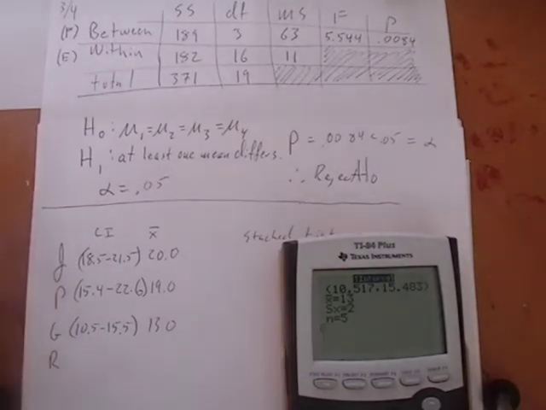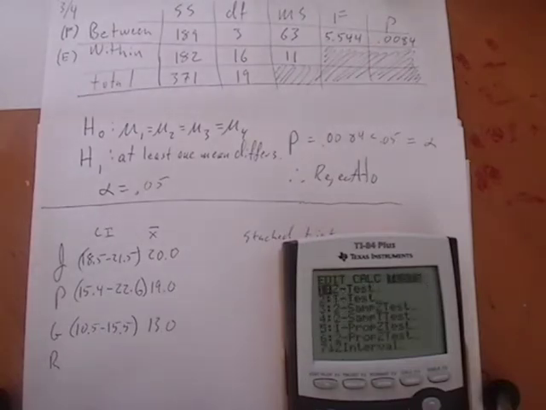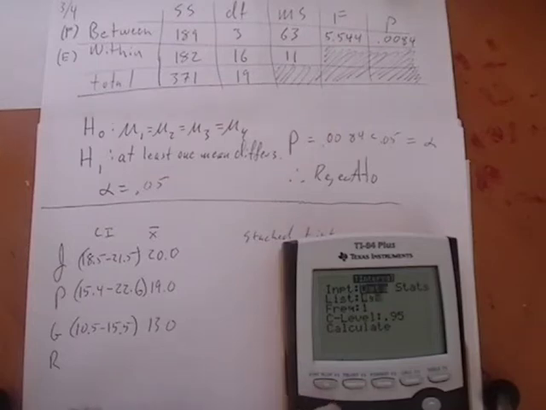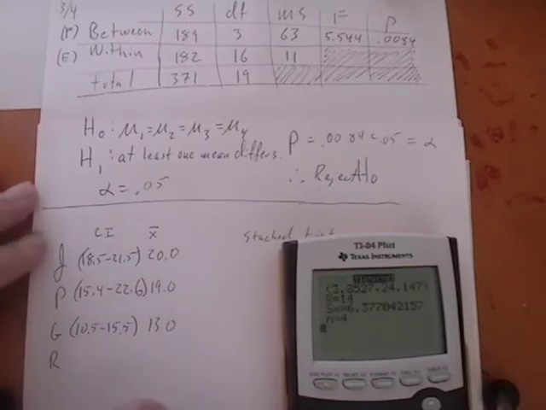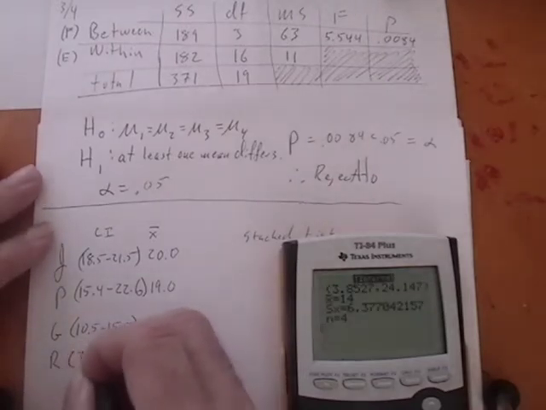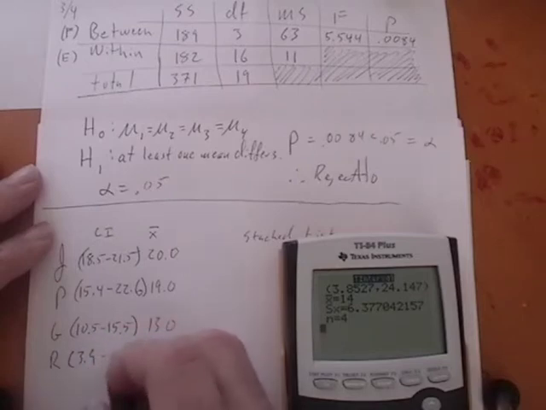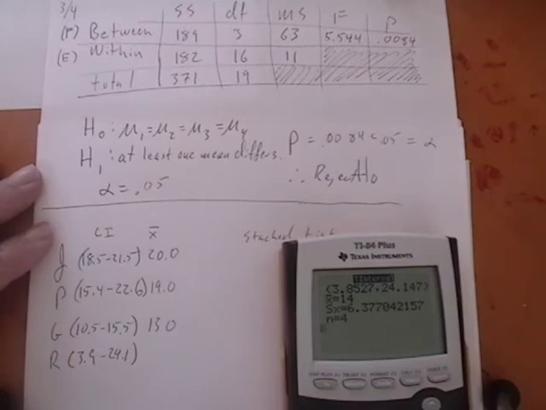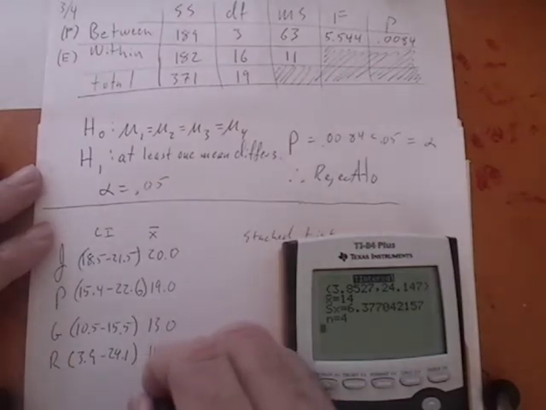Last, Ringo. Stat, test, 8 for the t interval. Down, switch list, down, down, down, calculate. 3.9 up to 24.1. And the mean was 14.